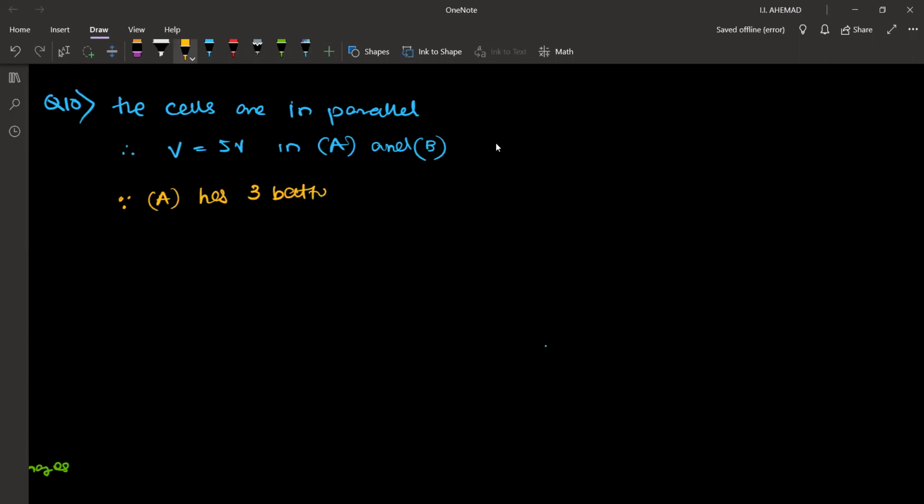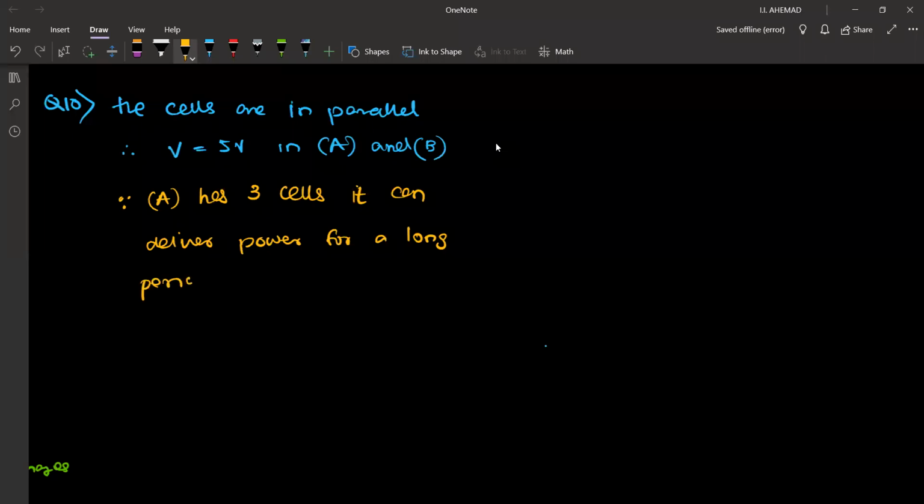Since A has 3 cells, it can deliver power for a longer period of time compared to B.